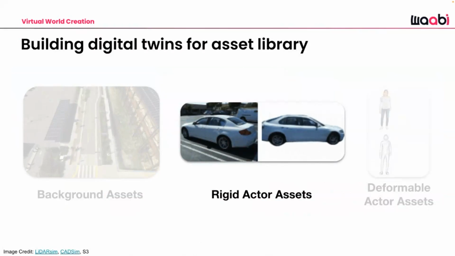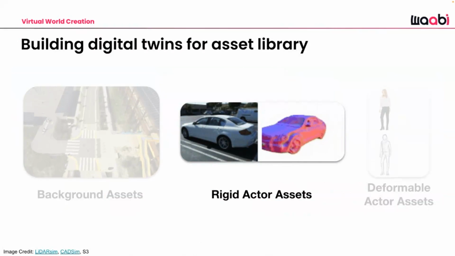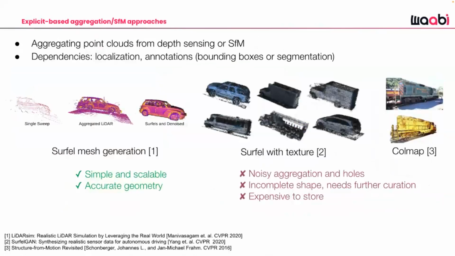So that's on the background asset side. I'll now talk a bit more about the rigid actor assets. A lot of the methods still apply, but a lot of methods are out there that focus on these foreground actors in particular. Again, there's the aggregation-based approach, which achieves reasonable quality, but most of these papers are now older methods of reconstructing the meshes compared to the most recent techniques.